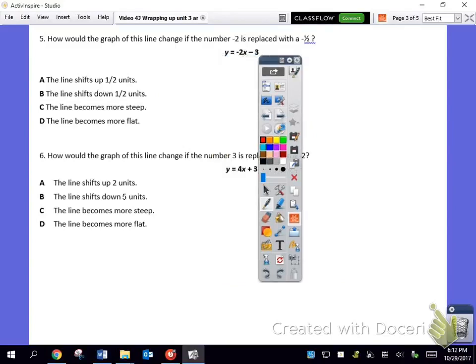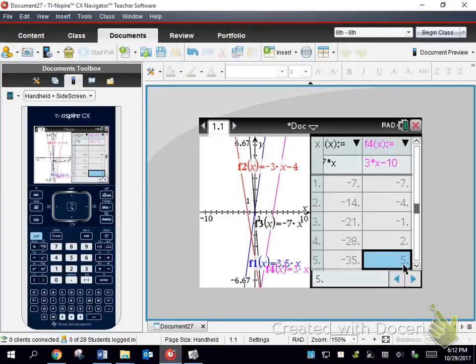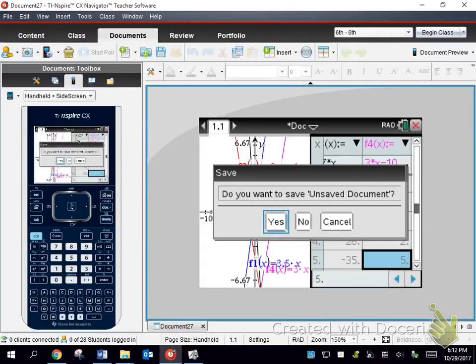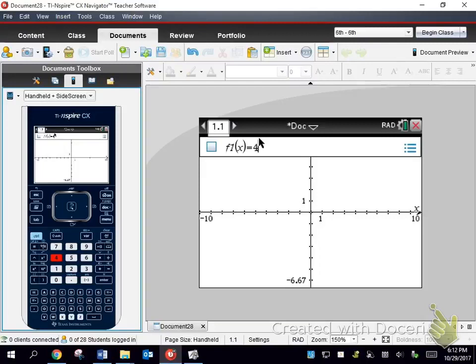On number 5, how would the graph of this line change if negative 2 is replaced with negative 1/2? So y equals negative 1/2 x minus 3. So remember, the first one is going to come up blue. The second one is going to come up red. And we're going to see what's going to happen. So let's graph. Now, if you're looking at your equations, remember when you change the slope, which is in front of x, it should become flatter or steeper. So we're going to graph the first one, 4x plus 3. Down arrow, that's my blue one.